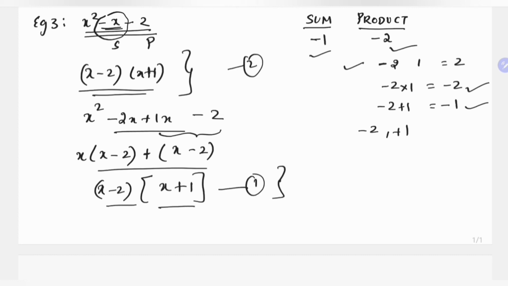So, instead of doing these 3 additional steps, you can directly write, when you get these numbers, you just write x minus 2 and x plus 1. So you can use this technique only when the coefficient of x square is 1. That is, this x square has to not have any other number like 2 or 3 or anything. It should be just 1. That is plain x square. Only then you can use this direct technique.